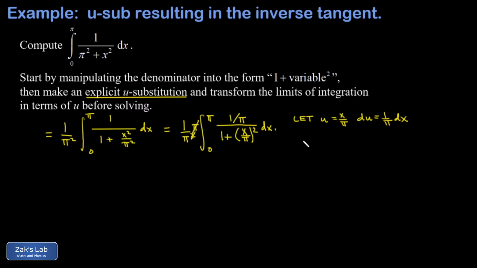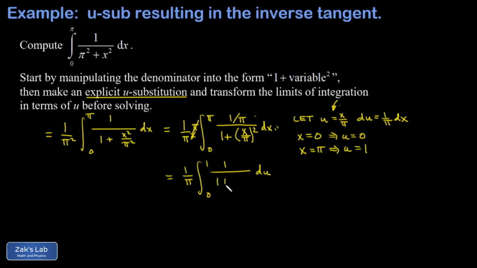We also need to transform the limits of integration. So when x is equal to 0, I can see from my definition of u that u is also going to be equal to 0. And when x is equal to pi, u is going to be pi over pi, which is 1. And now our integral is fully transformed. I have a 1 over pi out in front. Integral from 0 to 1. 1 over pi dx is just du.